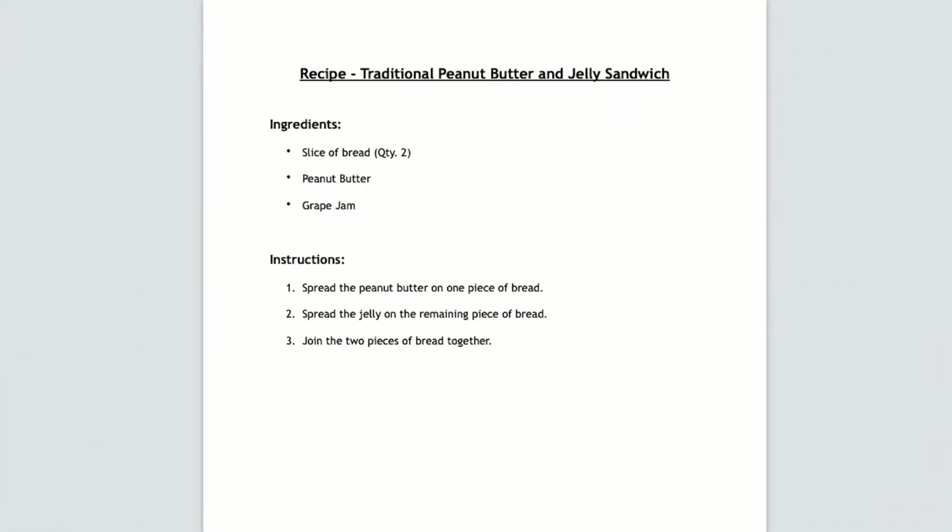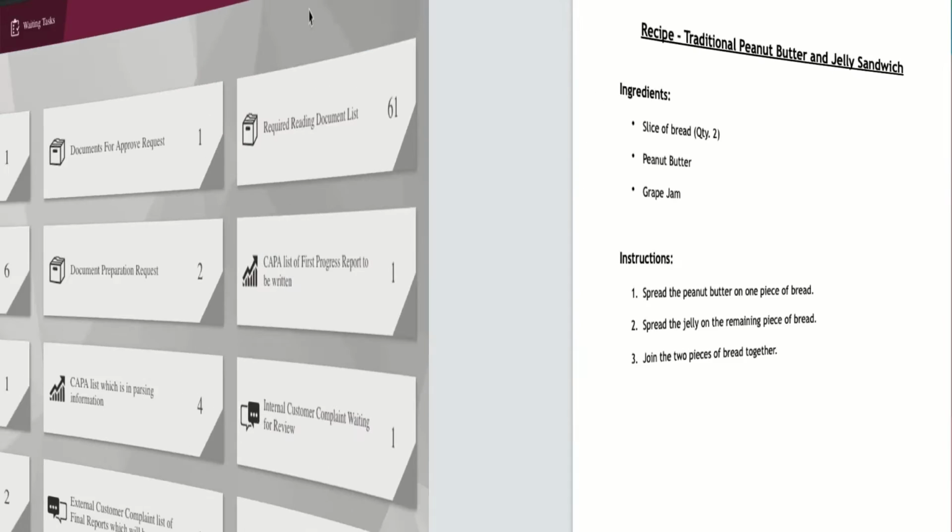Here's an example document that I will be uploading to the system. It is a simple recipe with ingredients and instructions on how to make a traditional peanut butter and jelly sandwich. Let's proceed to upload this recipe onto QDMS.